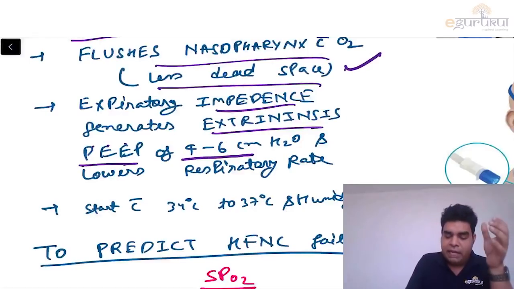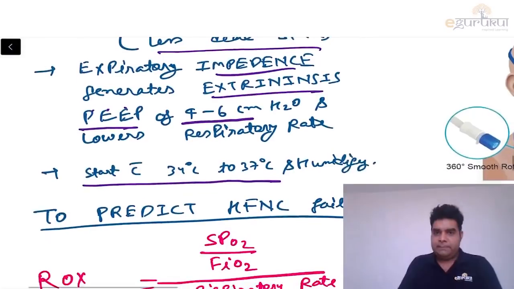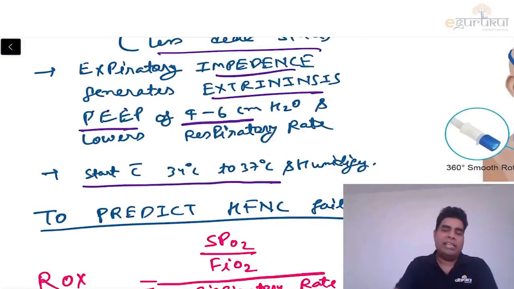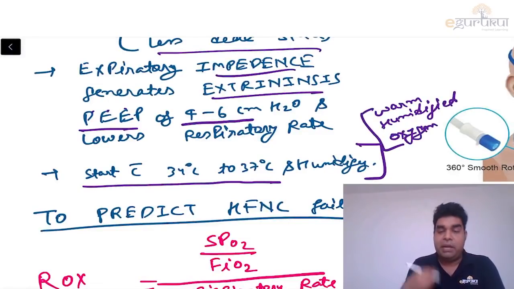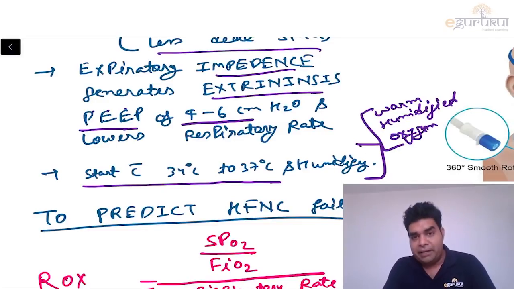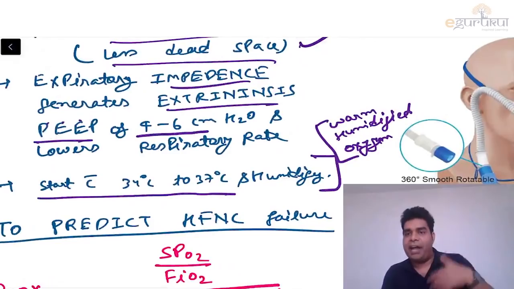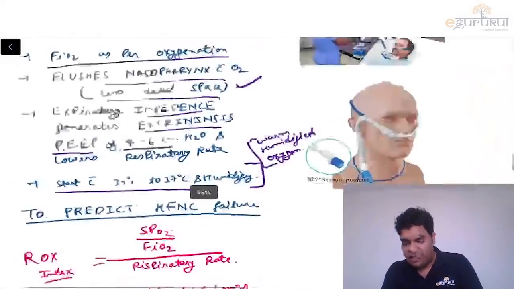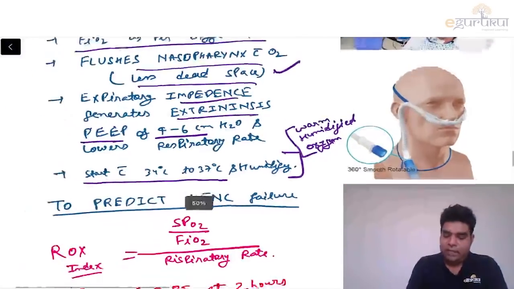Okay, and one more advantage of high flow nasal cannula is that because we are giving oxygen through the device, in that device we can set the temperature also. We start with 34 degrees Celsius and we gradually go to 37 degrees Celsius. So we are giving warm, humidified oxygen to the patient. When we give warm and humidified oxygen, it's better for the nasal mucosa of the patient, and that's why we can give high flow directly through the nasal cannula. Okay, so this is the way by which we give high flow nasal oxygen.